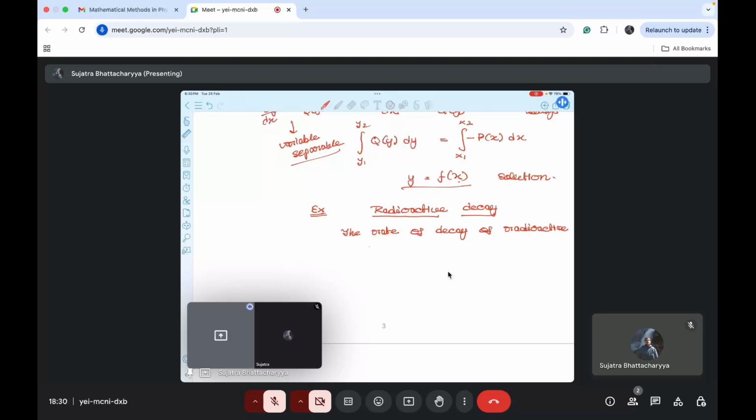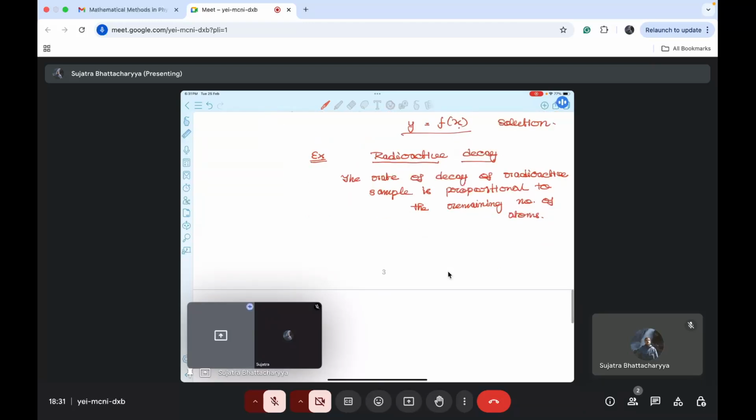Decay of the radioactive samples is proportional to the remaining number of atoms or samples, whatever. Okay. So how do we represent this? dN/dt, the rate of radioactive sample decay with respect to time, is proportional to N.